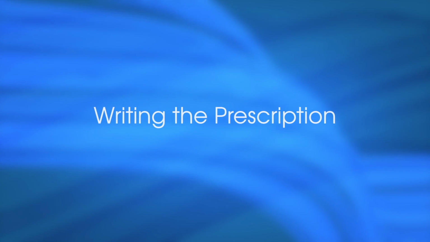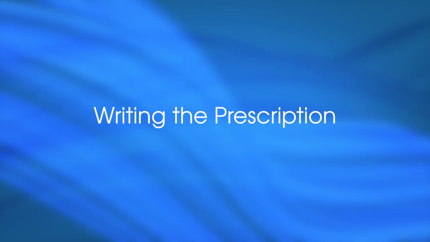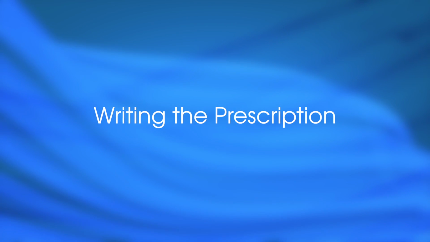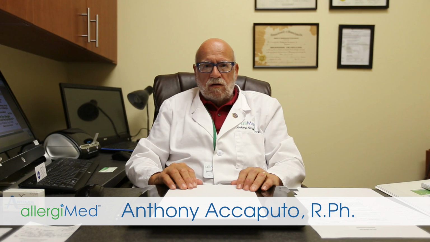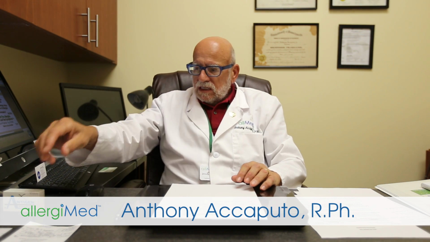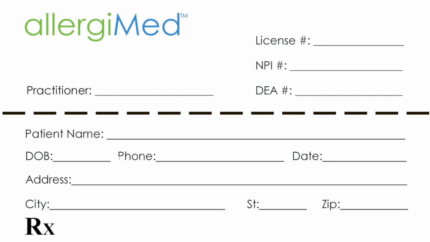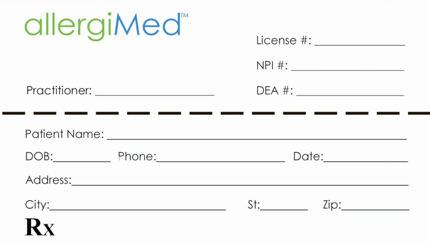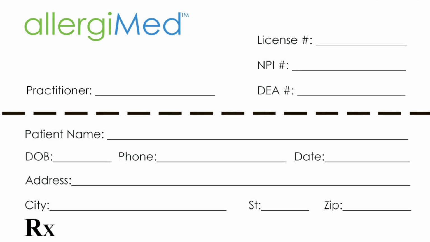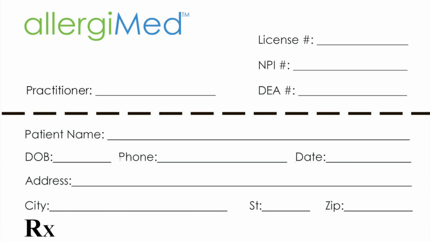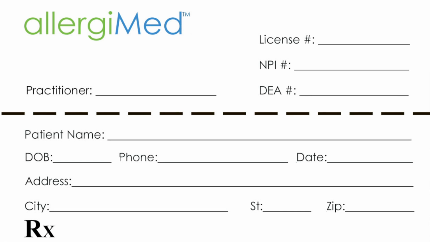The next portion that we are going to go through is the writing of the prescription. The writing of the prescription is broken down into 4 parts. The parts of the prescription that are the most important in this particular area: number 1 is the doctor's information. We will fill out the doctor's information as the practitioner's name, the license number of the physician, the NPI number of the physician, and the DEA number of the physician.